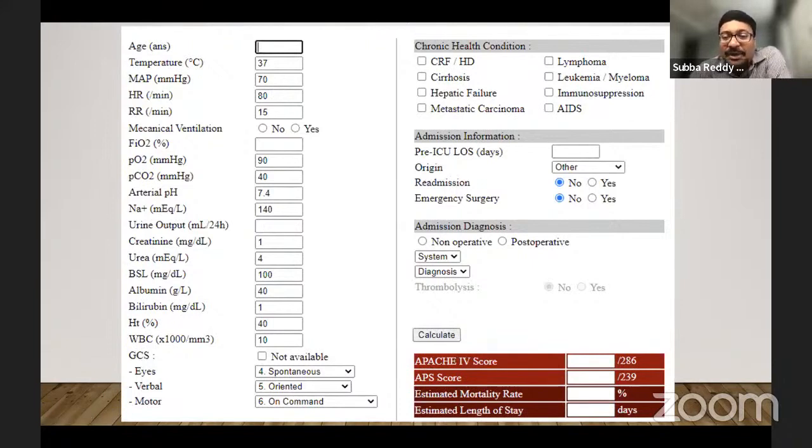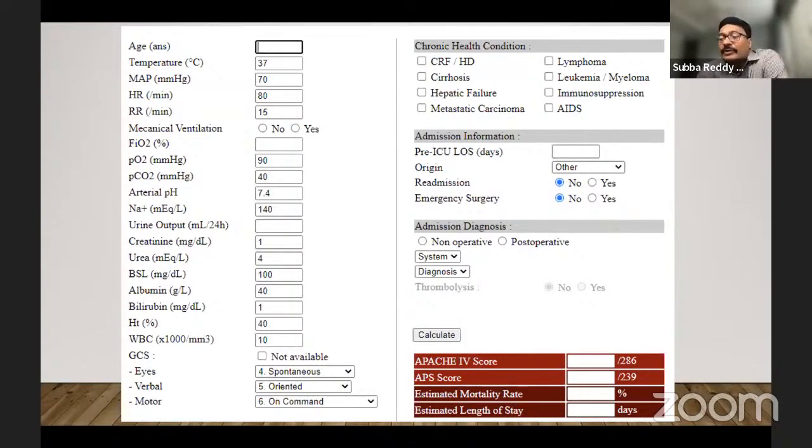For admission information, you have to enter whether he was admitted for emergency surgery and whether it is a readmission. And then you need to enter the admission diagnosis. If it is a stroke, you have to enter whether you thrombolyzed or not. Then you get the Apache 4 score. The maximum score is 286. For APS, we have 239 points. You will get the estimated mortality and the estimated length of stay. When you are doing a family meeting, they will ask you, doctor, how many days is this patient going to stay in your ICU? Then you need to give an answer based on your scientific data.